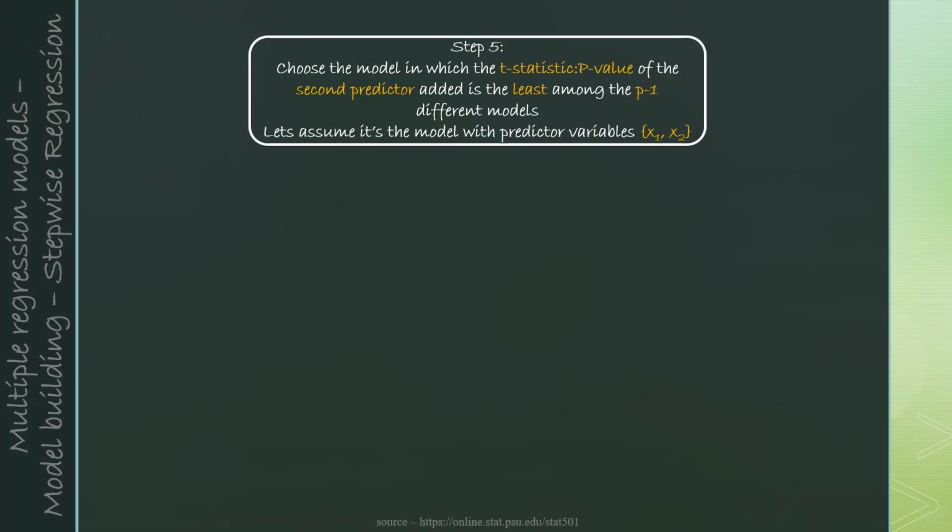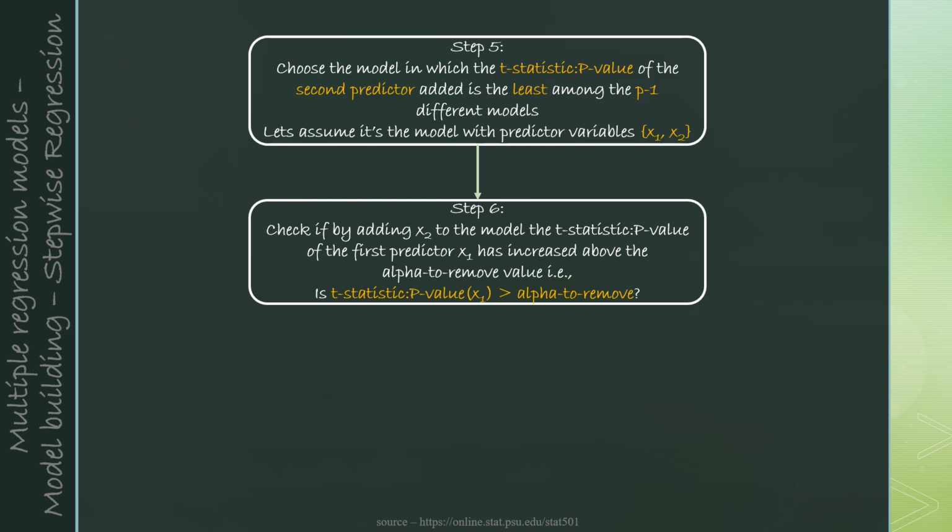Step 5. Choose the model in which the T statistic p-value of the second predictor added is the least among the p-1 different models. Let's assume it's the model with predictor variables x1 and x2. Step 6. Check if by adding x2 to the model, the T statistic p-value of the first predictor x1 has increased above the alpha to remove value. That is, T statistic p-value of x1 greater than alpha to remove?